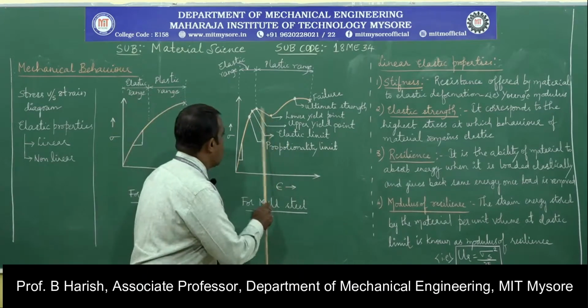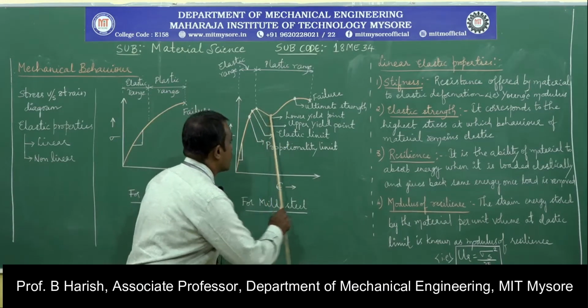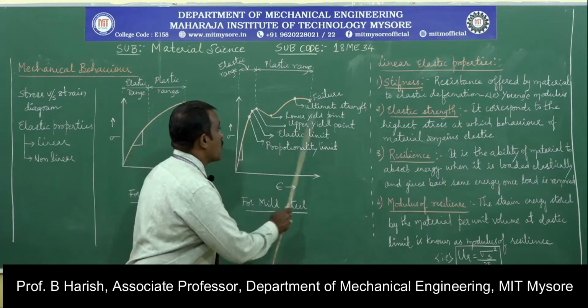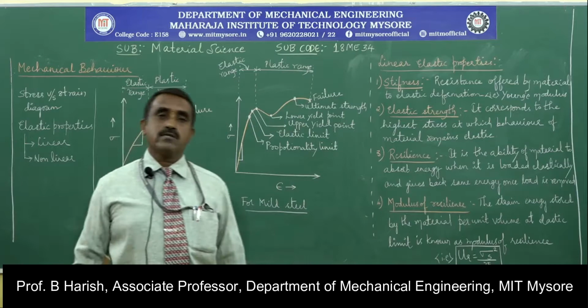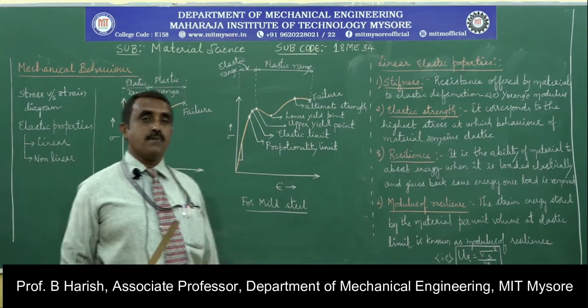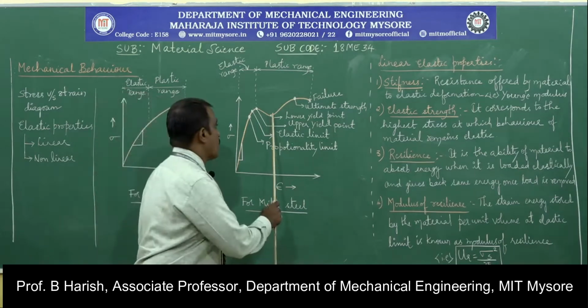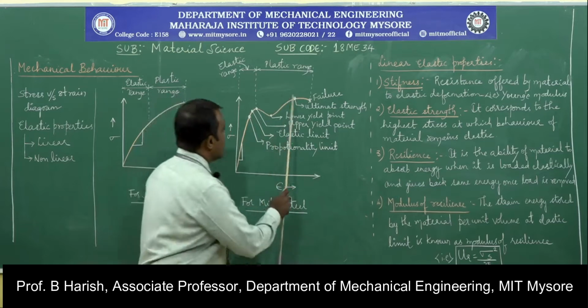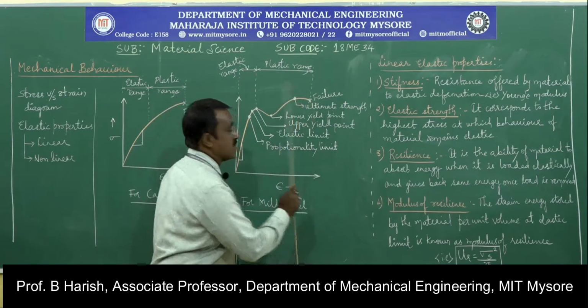Then it reaches a point, you can see the drop in the curve, and once again the curve rises. This point is called the lower yield point. The lower yield point is where deformation will be maximum. So that is the lower yield point. Once again there will be a rise in the curve and it reaches a point. This is called ultimate strength.